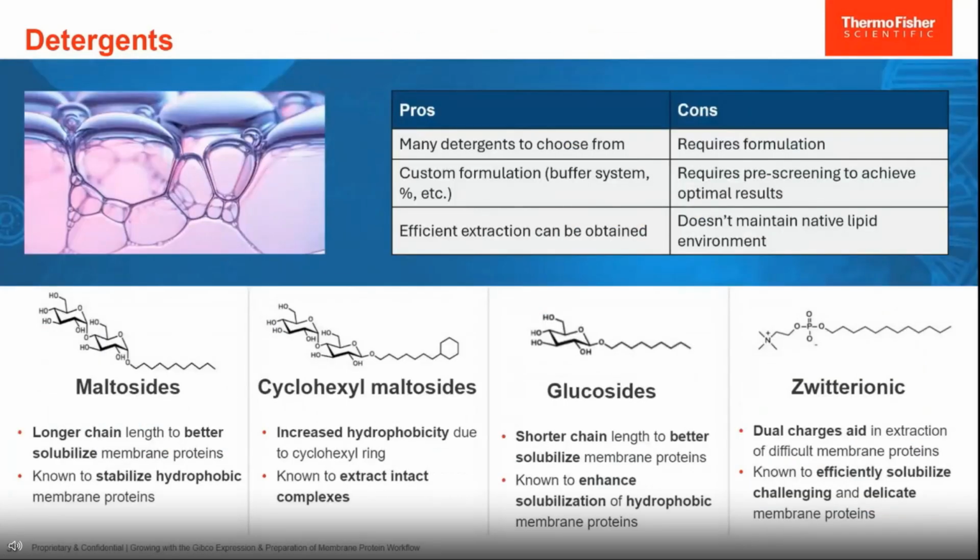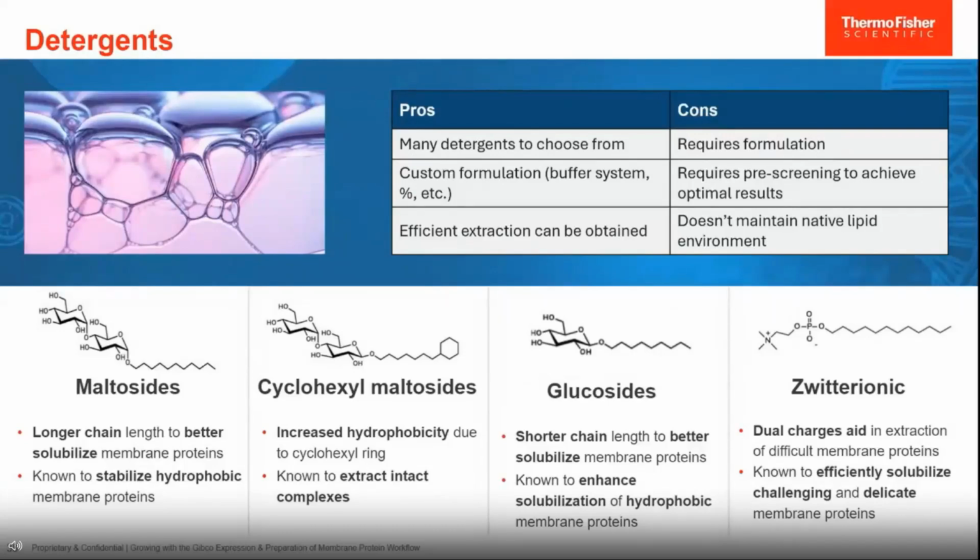Detergents can solubilize and stabilize membrane proteins and can achieve efficient extraction. One key advantage of detergents is that because there are many to choose from, you should be able to find one that's suited for your needs. And you can even create a custom buffer formulation, but it does require some time spent pre-screening to attain efficient extraction. It's also important to note that detergents don't maintain native lipid environment. After extraction, you also may need to add additional stabilizers for your protein.